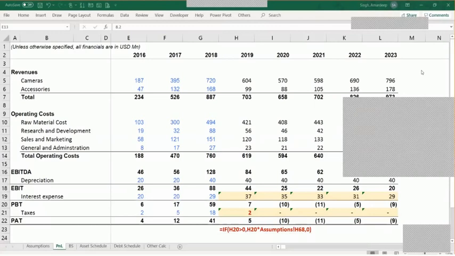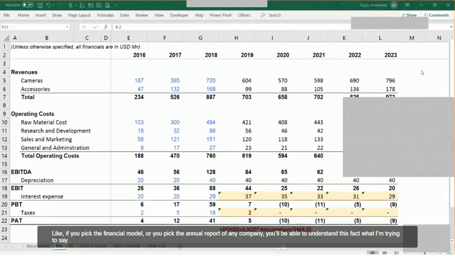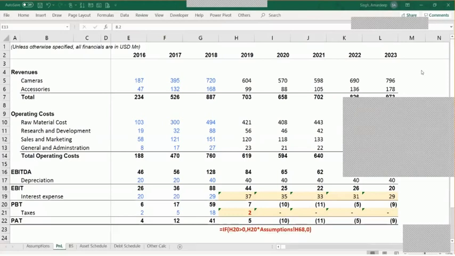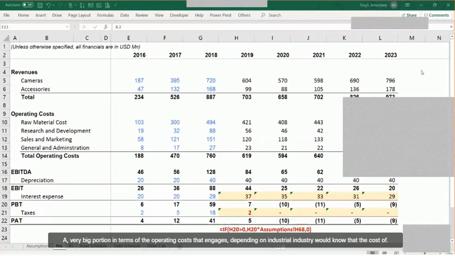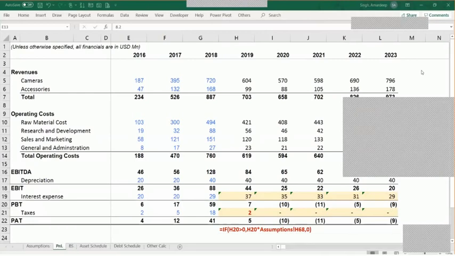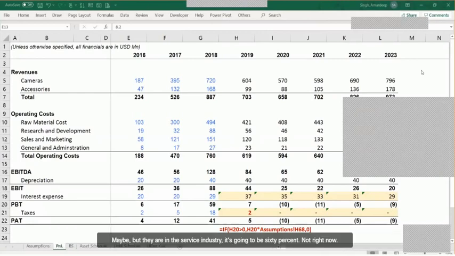Like if you pick the financial model or the annual report of any FMCG company, you will be able to understand this fact what I'm trying to say. If you pick, let's say, the annual report of Dabur India Limited, you'll be able to figure out that in the operating cost, the cost of goods sold, the research and development, and the sales and marketing will form a very big proportion of the total operating cost. So that's the major component. Depending on the industry, the cost of the office employee may vary. But yes, in the service industry, it's going to be 50-60%. I agree with you, but not in this case.